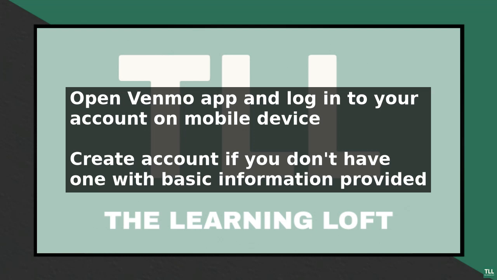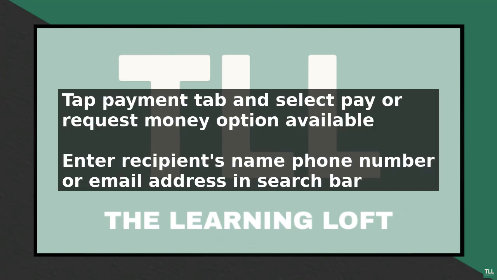Then select the Pay or Request Money option. Enter the recipient's name, phone number, or email address in the search bar, and select their name from the list of results. If the recipient is not a Venmo user, you can still send them money by entering their phone number or email address. Next, enter the amount you want to send, and add a note to describe the payment.